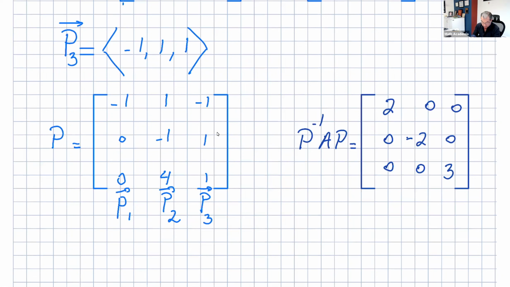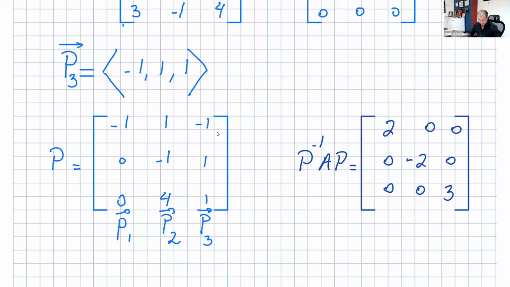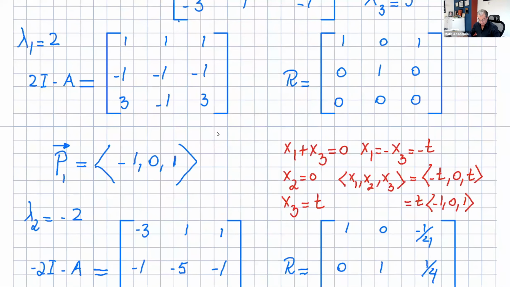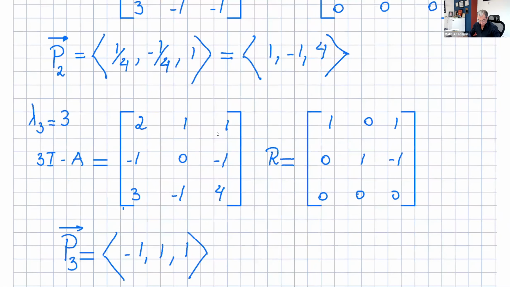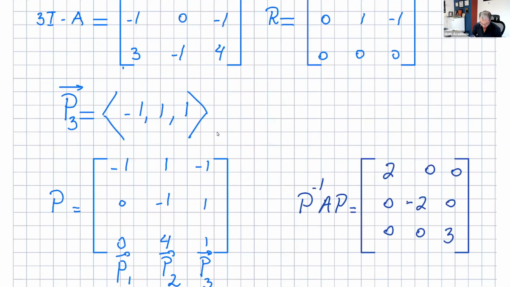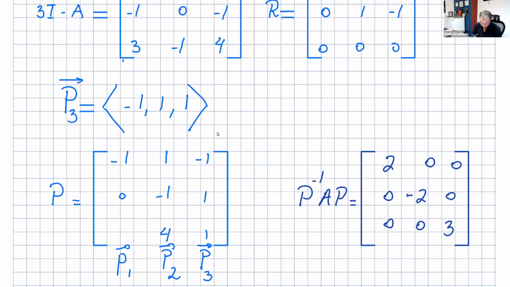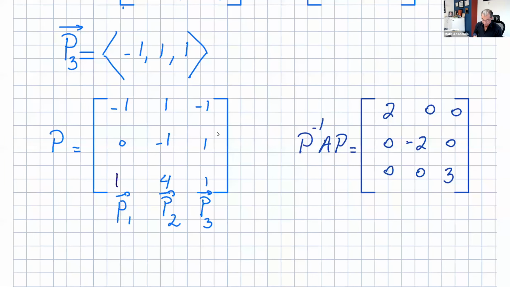Again, this was P1, so -1, 0, 1. Let me double check that: -1, 0, and that should be 1. And P2, we found that to be 1, -1, 4, and P3 was right here, 1, 1, 0. Now we found our matrix P. Once you get that, find the inverse of that matrix and then check that relation.